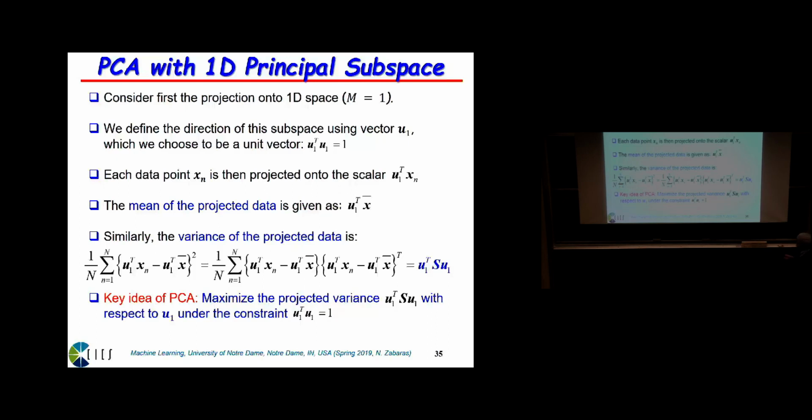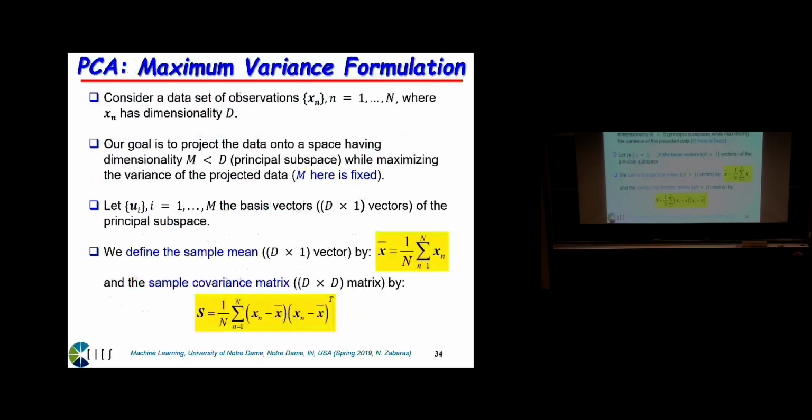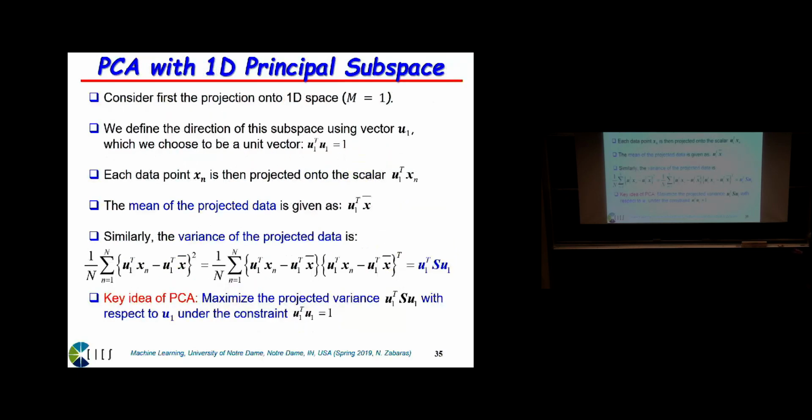And the variance of the projected data, would you agree with me, is this? Right? These are the projected points. This is the projected mean, so that's the variance of the projected points. I am writing, this is a scalar here, scalar squared. I am writing this parenthesis times this transpose. You can move U1 outside, you can move U1 to the other side. Will you agree that this is U1 transpose S U1? Yes? You remember the definition of S there? So would you agree that this is U1 transpose S U1?